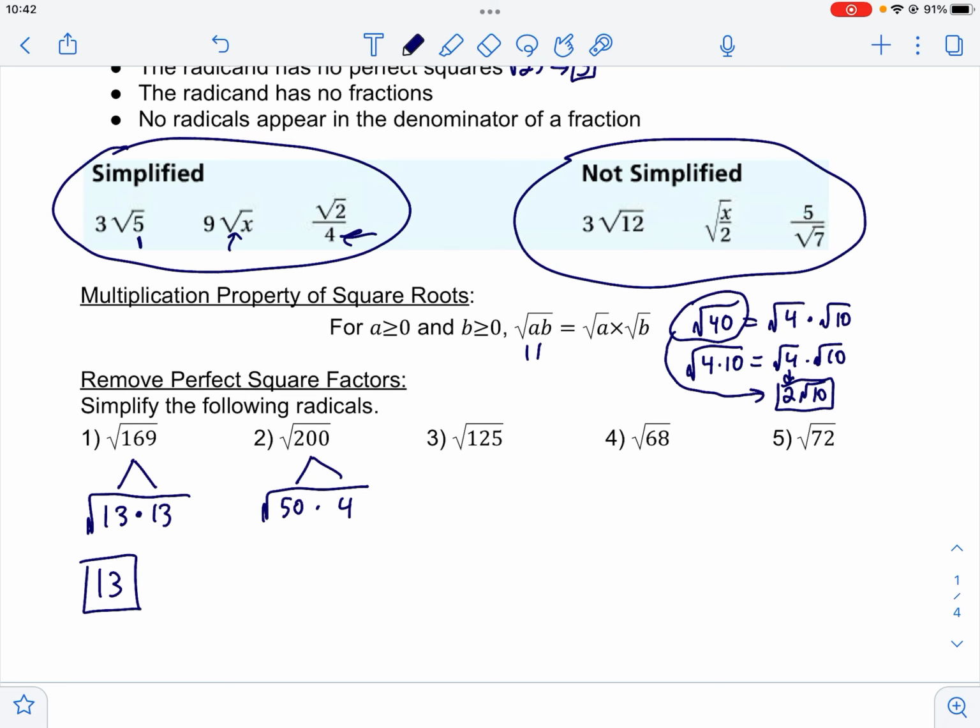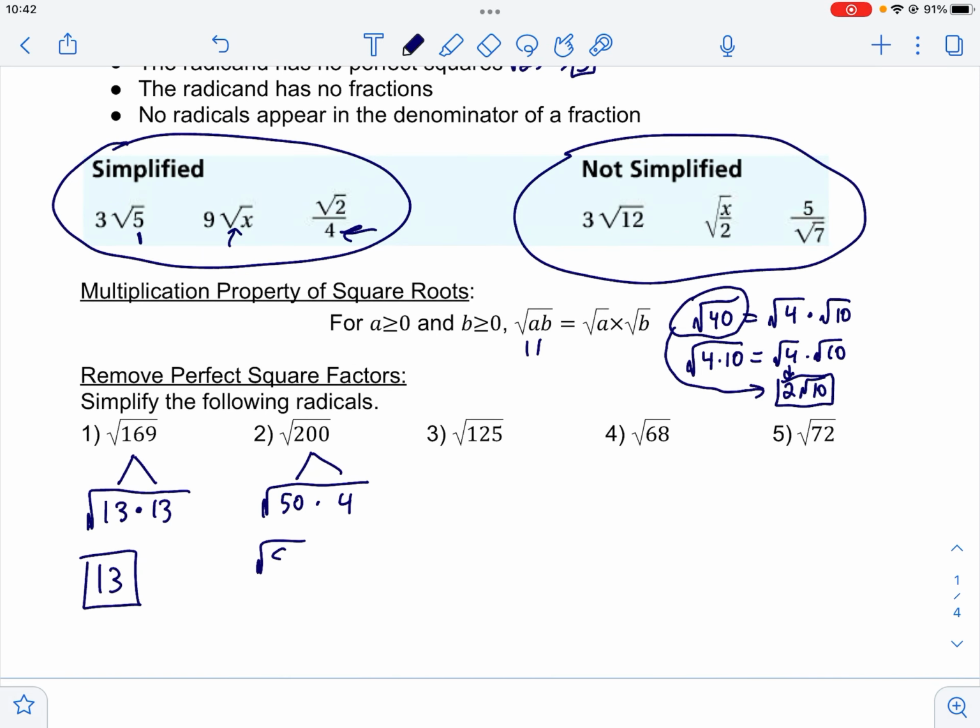50 times 4 makes 200, the square root of 50 times the square root of 4. We also know that the square root of 50 is the same thing as the square root of 25 times the square root of 2. So we could even rewrite this as the square root of 25 times the square root of 2 times the square root of 4.